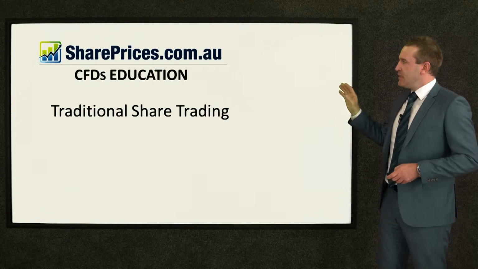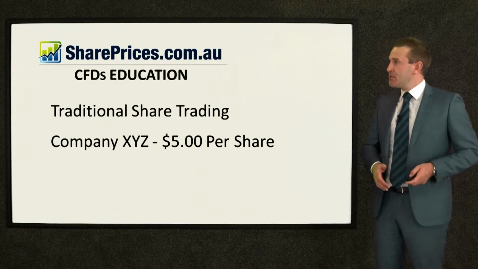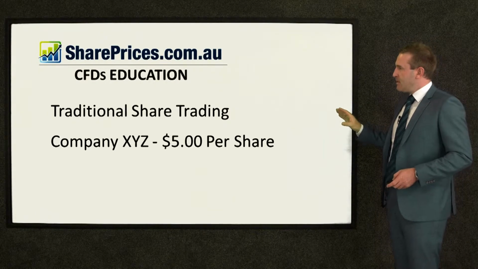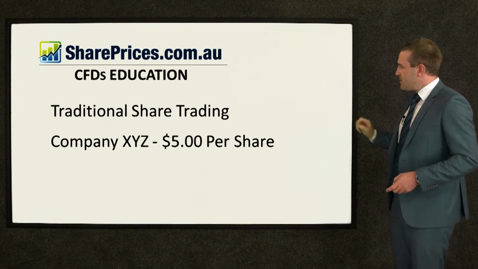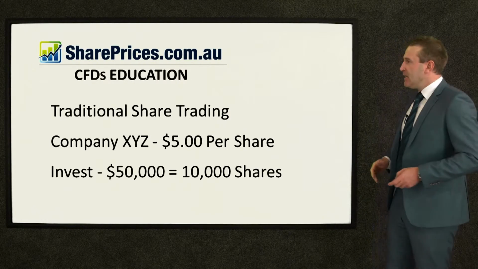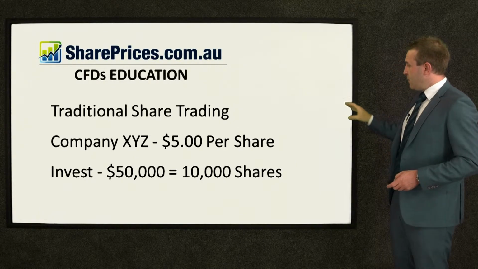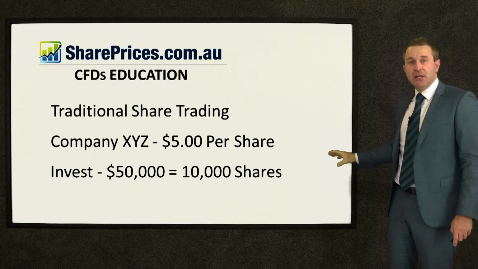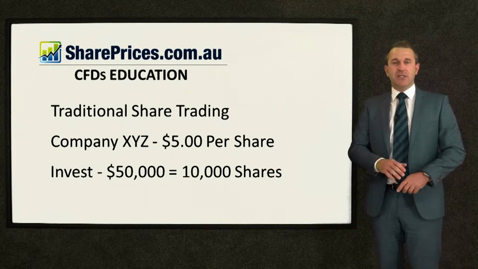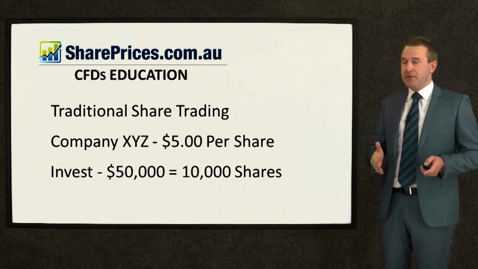But let's firstly deal with traditional share trading, which you might understand and maybe you've had some experience at. So we'll start nice and simple with company XYZ listed on the exchange, trading at a nice even $5 per share. Now, to get in, you would invest $50,000, and from that $5 share, you would end up with, simple equation, 10,000 shares in company XYZ. That is a pure, simple equation and a traditional share trade and how it's done.